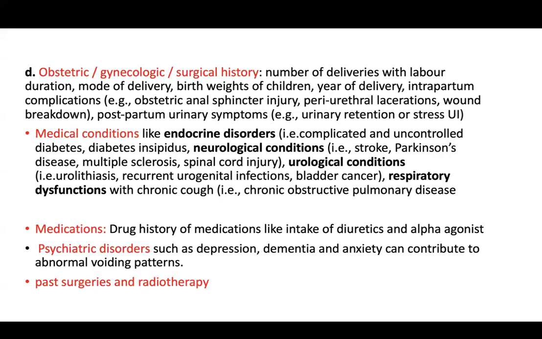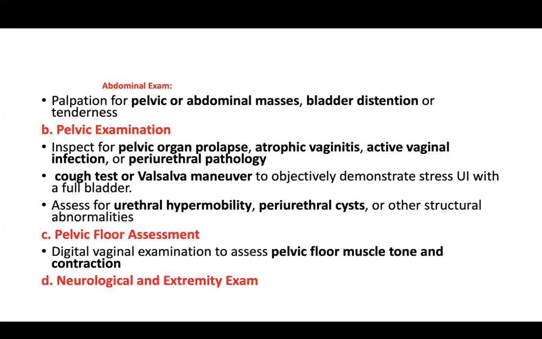Now, medication history is another important history, because if the patient takes diuretics, the patient may have symptoms like urgency, because they need to go frequently to the toilet for urination. So this may mimic the symptoms of incontinence. And any psychiatric disease like depression, dementia, anxiety can contribute to an abnormal voiding pattern. Any past surgery, the patient may have had surgery for incontinence in the past. So this is very important.